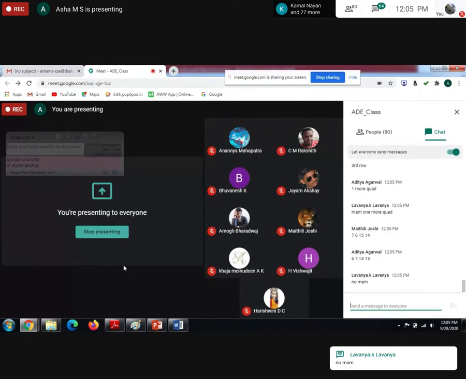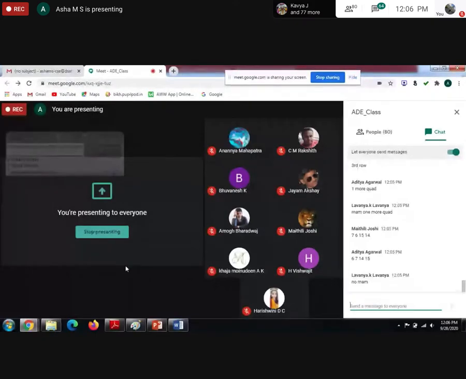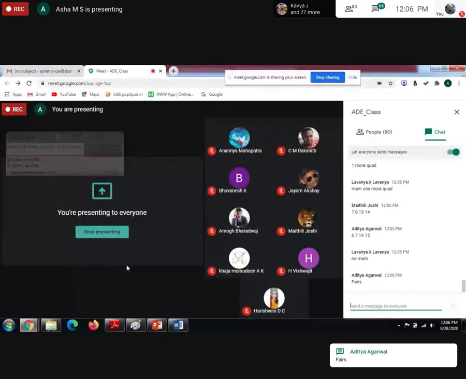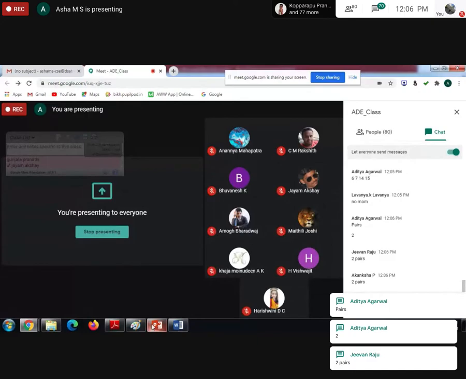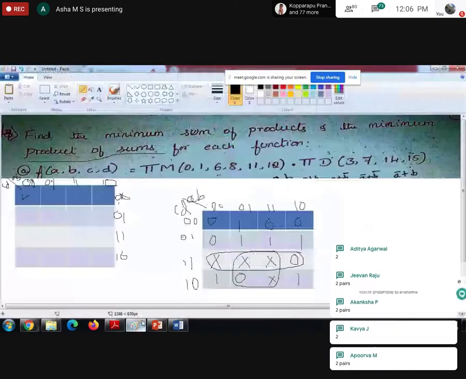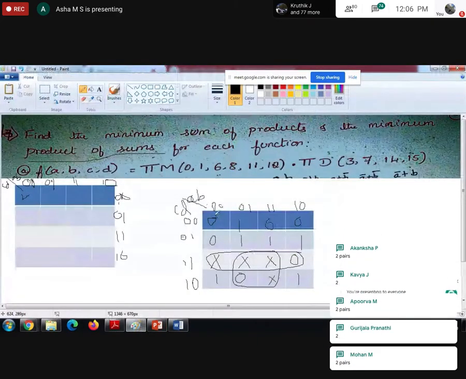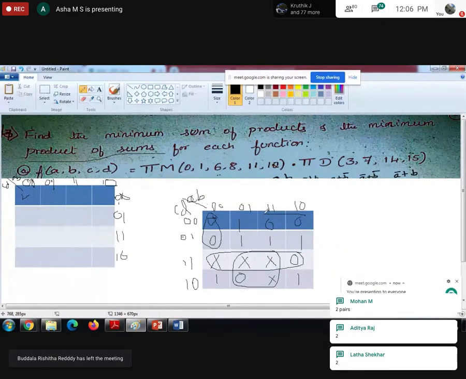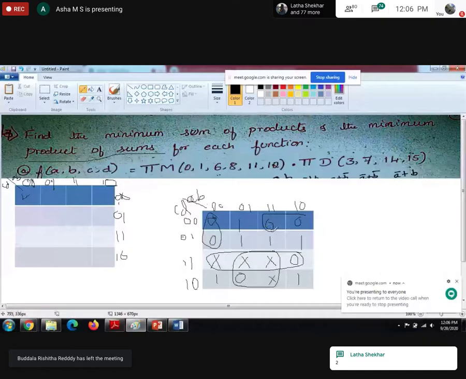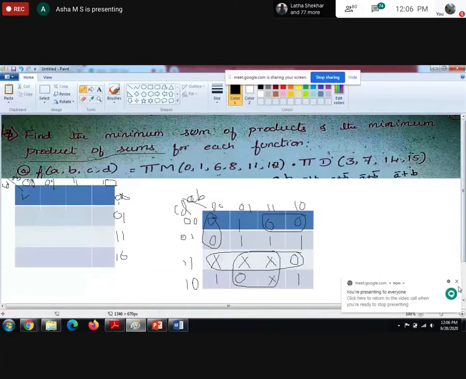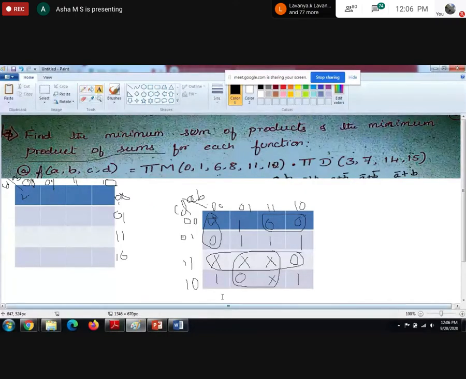Yes. Then what about remaining zeros? How many more pairs? Aditya saying 2 pairs. Very good. So here one pair and here one pair. Can you give me the POS form? Anyone? Can anyone write the POS form and send the answer?